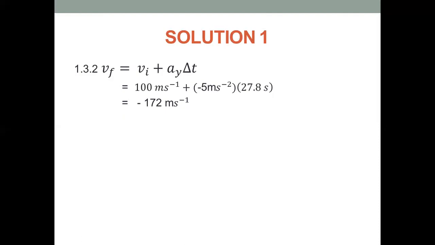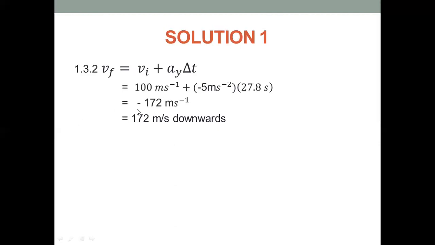The answer is correct. However, that A we're supposed to put 9.8. Not 5, 9.8. However, the answer is correct. So it should be 9.8 because the object, the rocket, after the fuel was finished, it was moving under free fall. Okay, so 1.4, I think we're supposed to draw the velocity time graph. Supposed to draw.